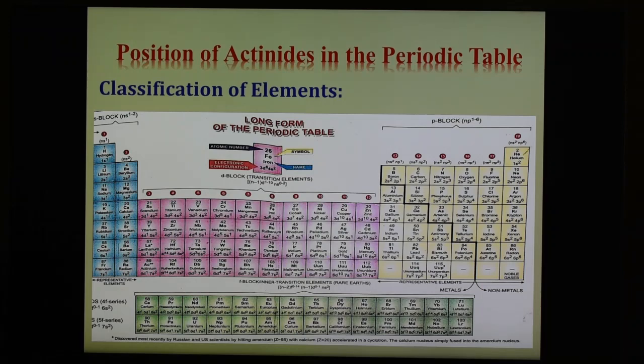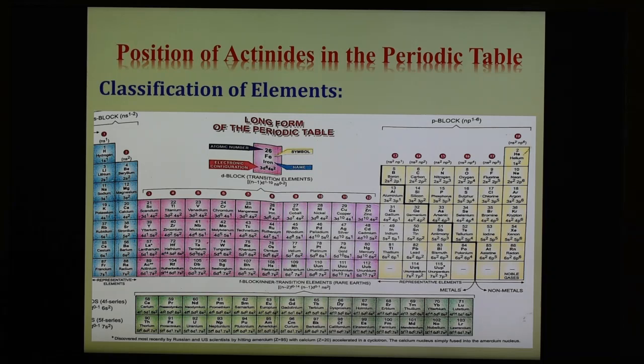Once filling starts in the f orbital, the 5f subshell becomes more stable. Therefore, from uranium onward, the 5f subshell becomes more stable, and all the incoming electrons start filling one by one in the f orbital. The general electronic configuration of actinides can be written as radon in bracket, then 5f 0 to 14, 6d 0 to 1, and 7s2.